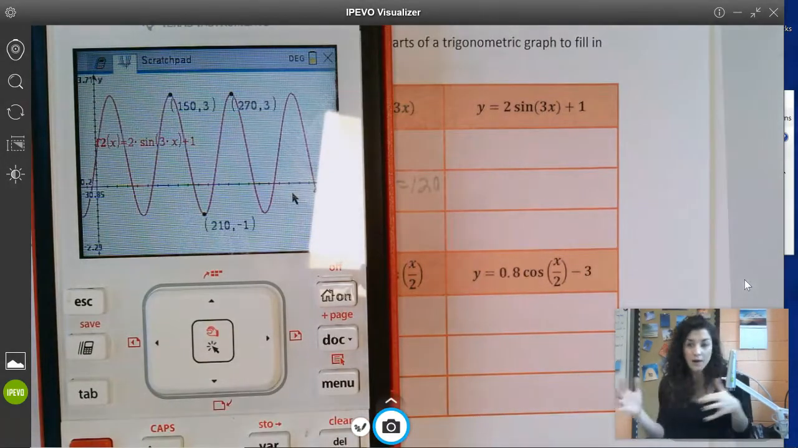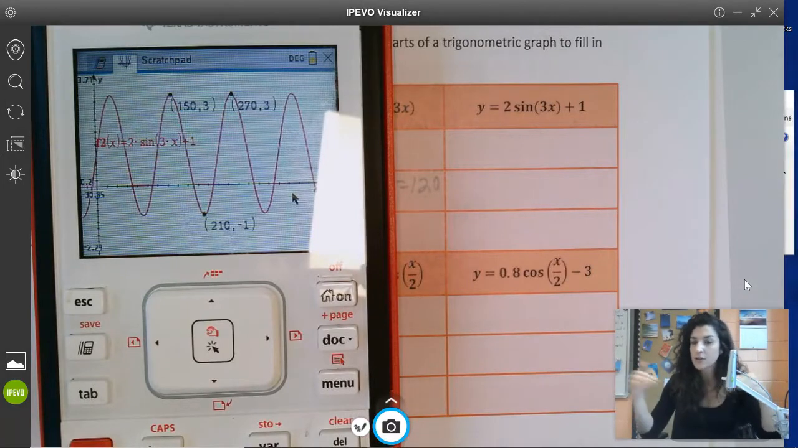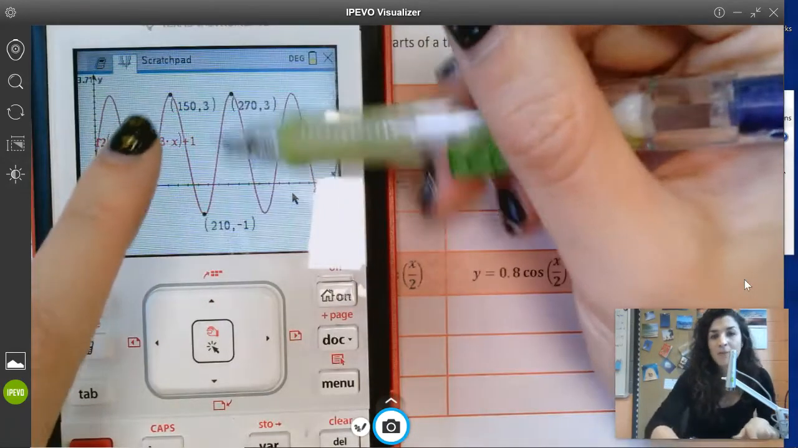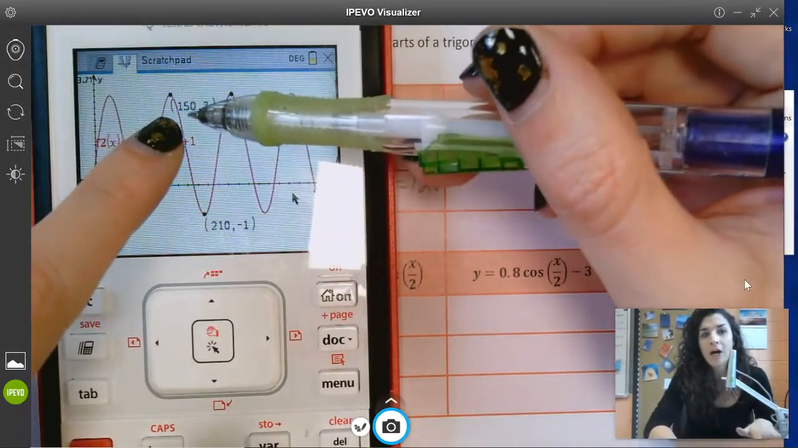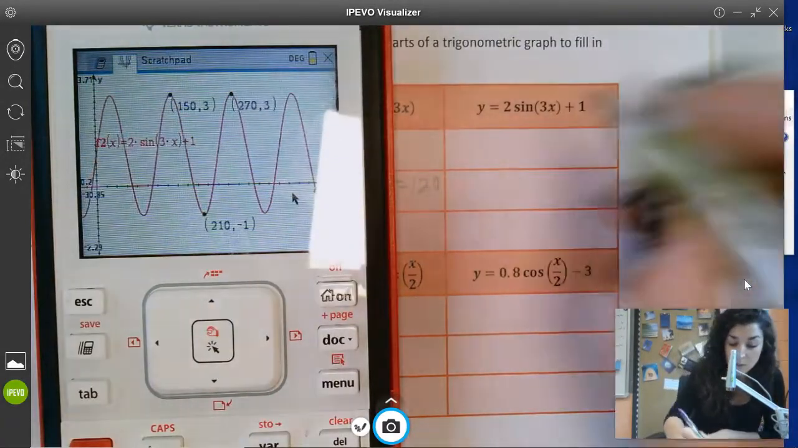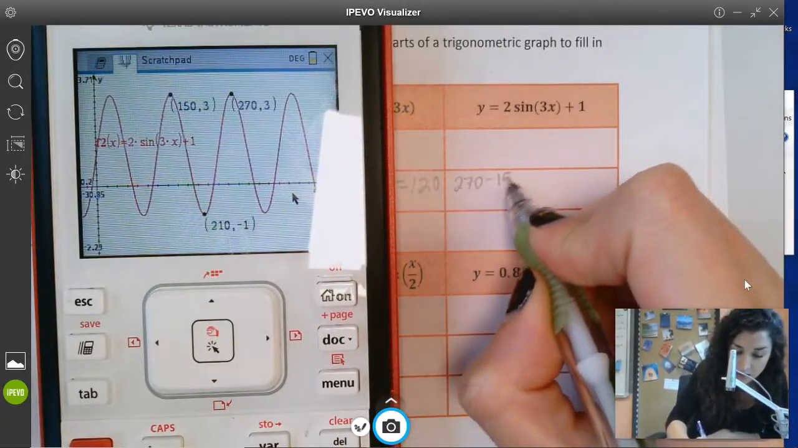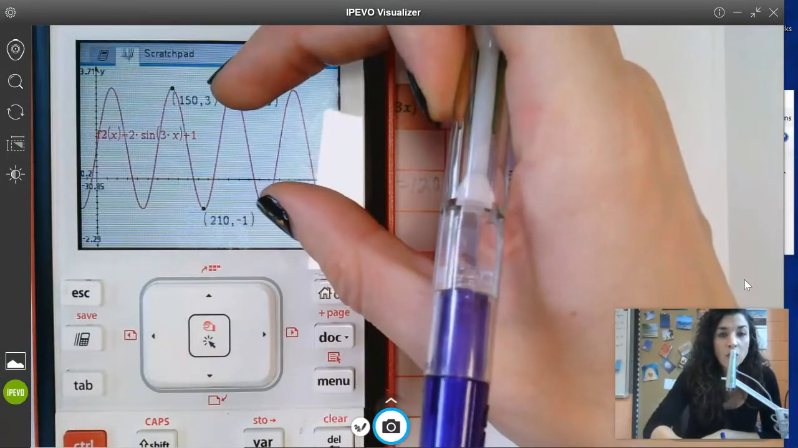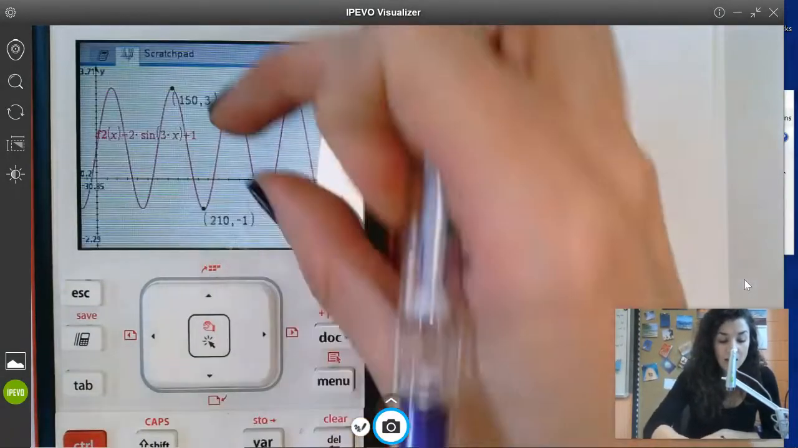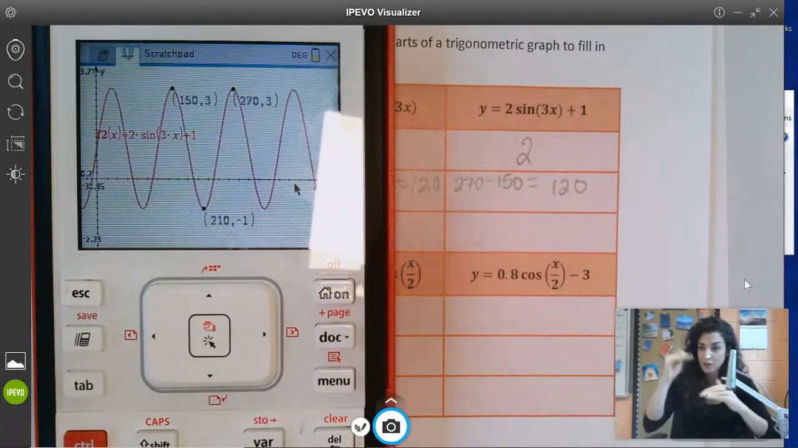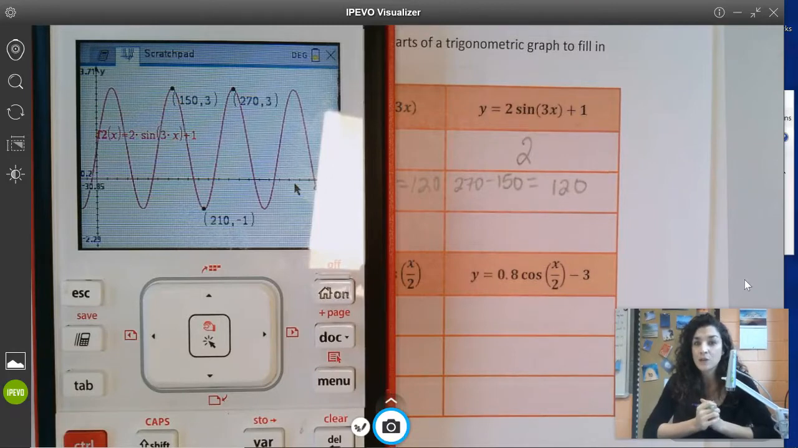When we just add or subtract numbers outside of the parent function, the transformation there is a vertical shift, right? So we vertically shifted up 1. Okay, so the placement of our maximum and minimum, our points were nice and went with us this time. Our maximum is still distance apart of 270 and 150, right? So my period, I could still just subtract those guys and get 120. My amplitude, still a total height of 4, right? From 3 to negative 1 is still a distance of 4. So divided by 2, because your amplitude is just half of that, is 2.